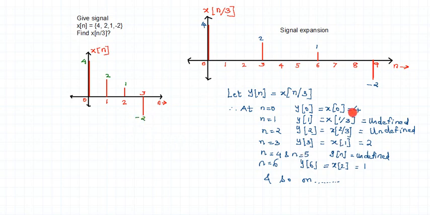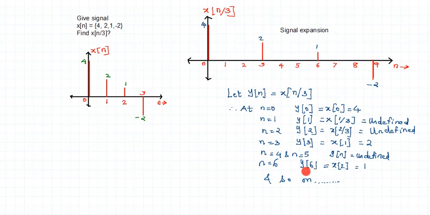So with all this information, if I plot the signal, I am now plotting x of n by 3. X of n by 3 is y of n. So y of 0, at 0 the magnitude is 4. Y of 1 is undefined, we discard. So discard means there is nothing here. Y of 2 is undefined, no sample here, right? Y of 3 is 2. You can see here at y of 3 it is 2.